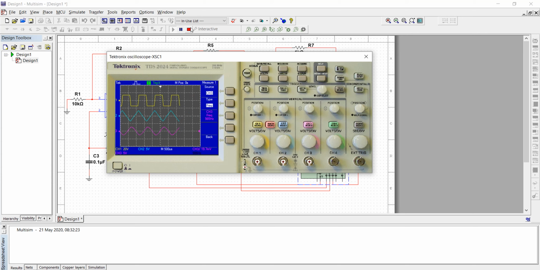So now we can stop this simulation and then make the analysis or observe the waveforms with this. So with this, we have obtained a function generator, an op amp based function generator.